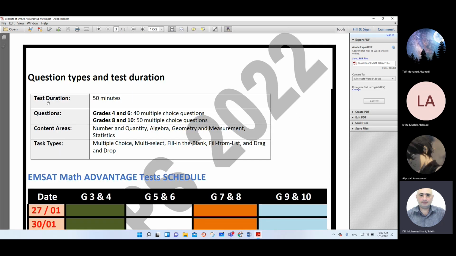Now, the test duration is 50 minutes. For grades 8 and 10 you have 50 multiple choice questions. The content areas we want to train on are number and quantity, algebra, geometry and measurement, and statistics. Task types are multiple choice, multi-select, fill in the blank, fill form, list, and drag and drop.